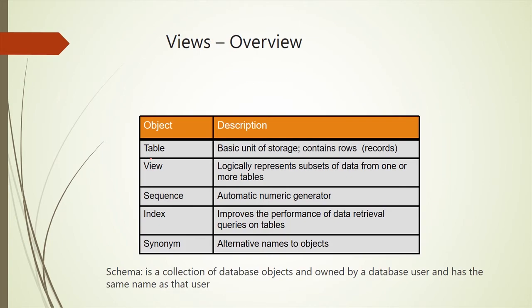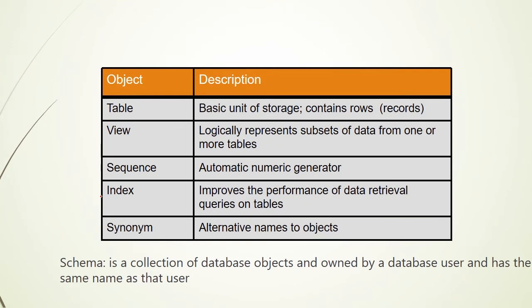In this course, we are going to talk about some of the database objects like synonyms, indexes, sequences, views, and tables. Tables, we already talked about tables and how to create a table in chapter 12. Here we are going to talk about view. In later chapters, we will talk about sequences, indexes, and synonyms.